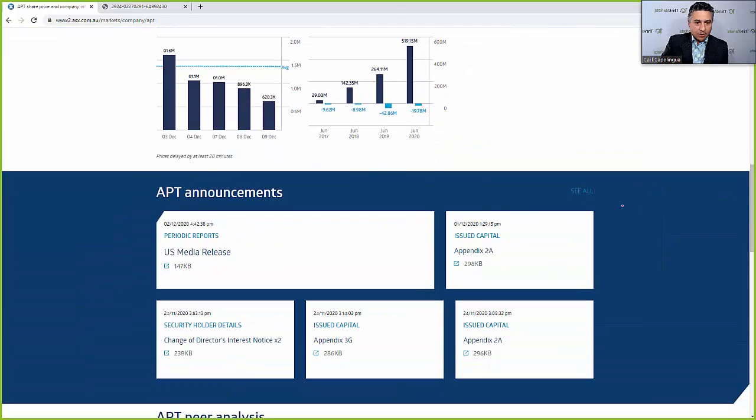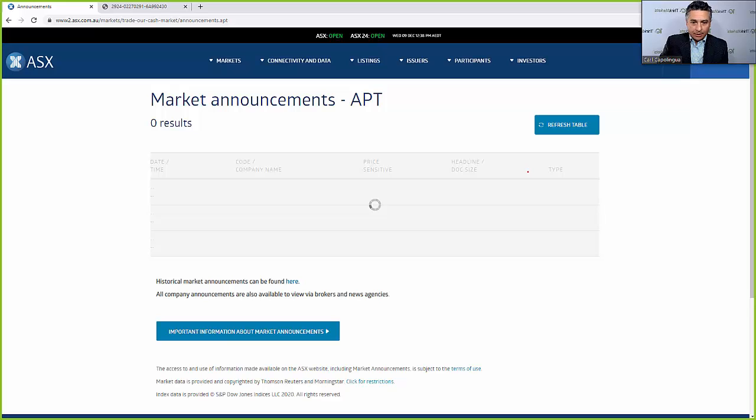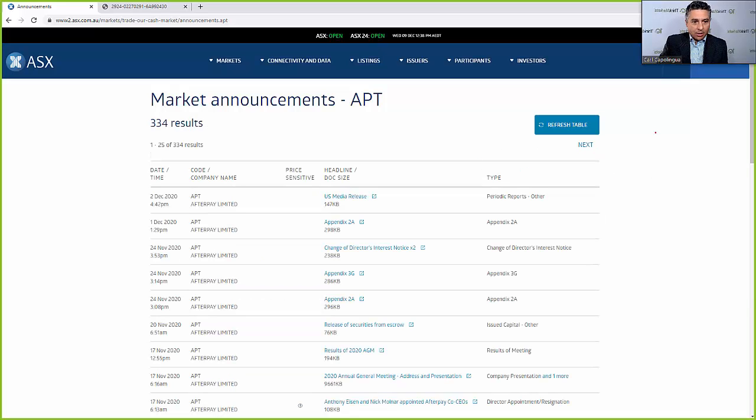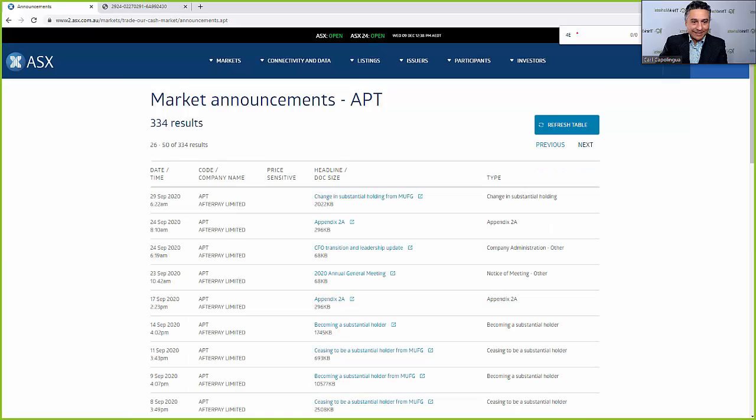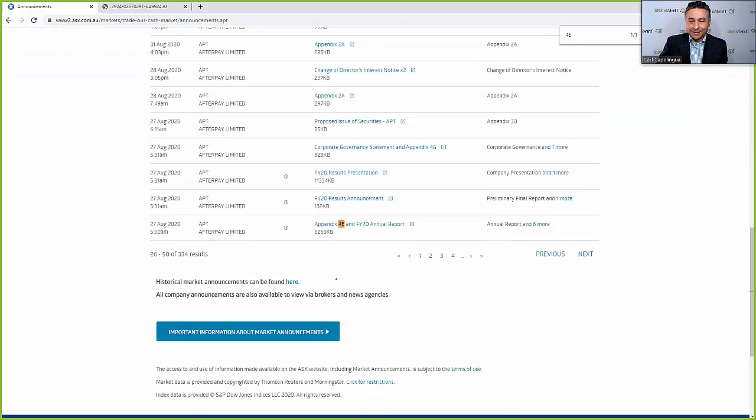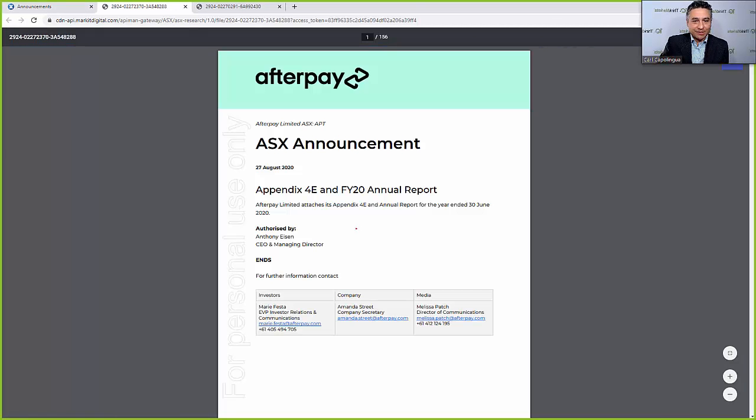We need to go into our announcements. We click See All. And once again, we're going to go Control F. And remember, we're not searching for appendix anymore. We're just going to go for 4E. Hasn't appeared. We go Next. We go Enter. And there we go, the appendix 4E. So we click on that and we get our financial statements.